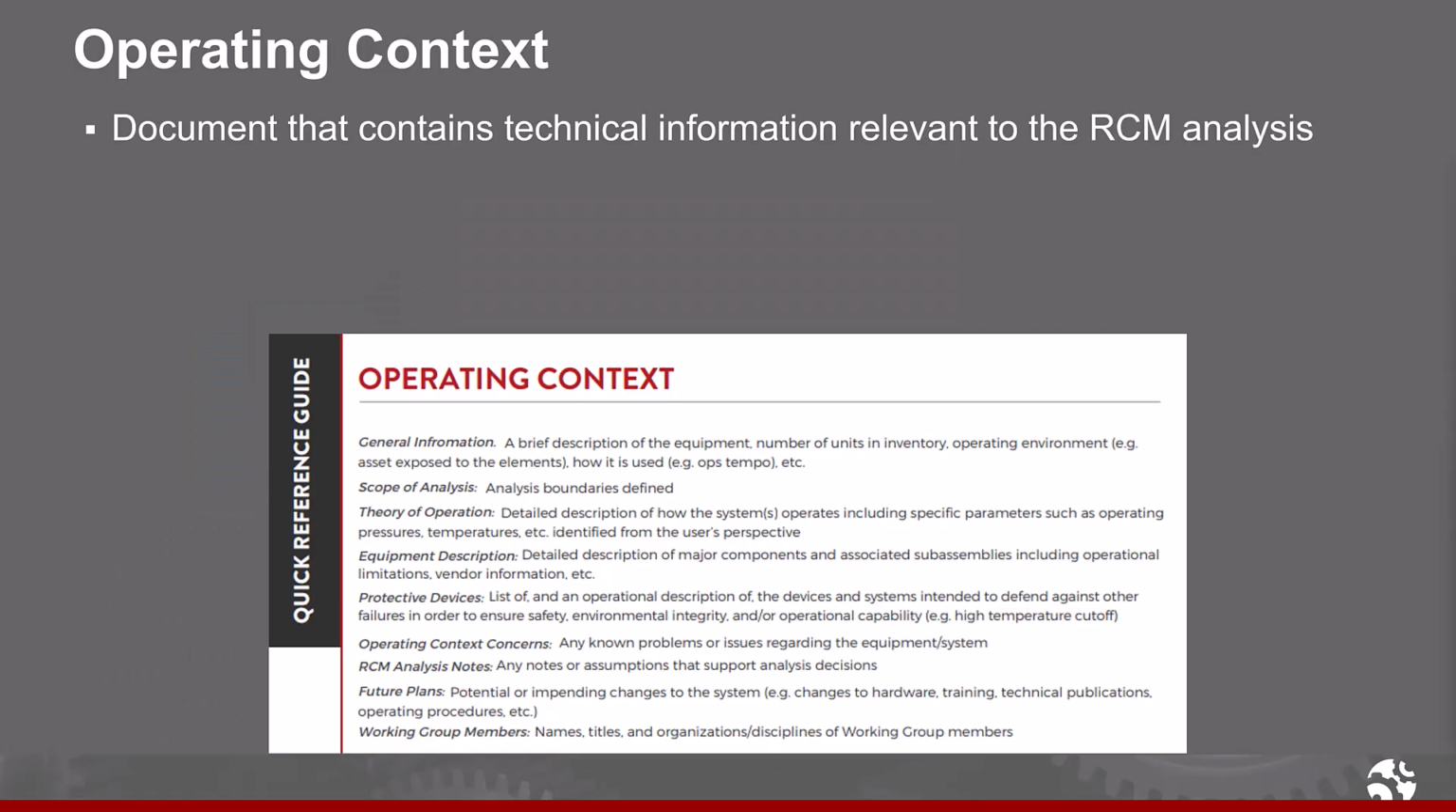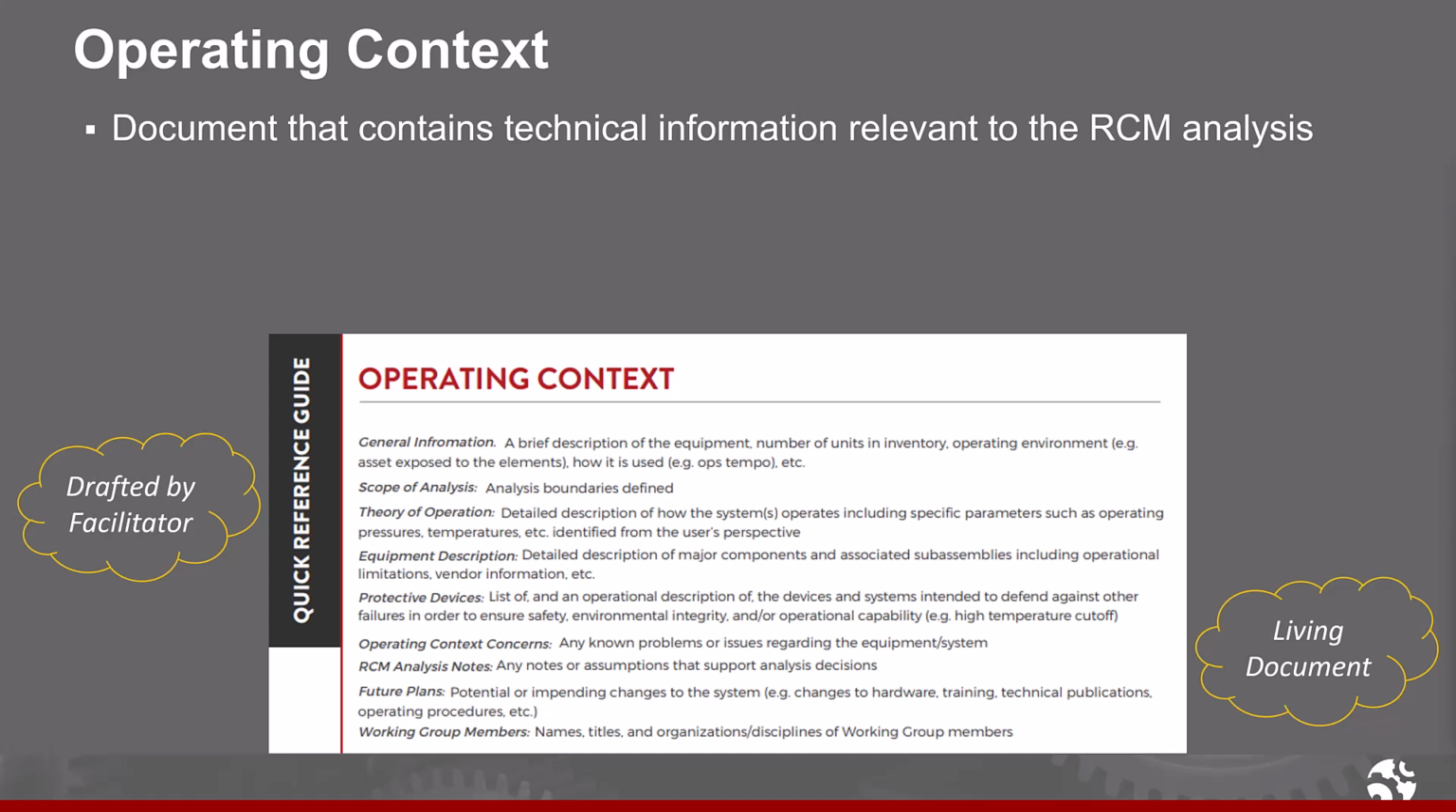The operating context is a document that contains technical information relevant to the RCM analysis. In the essence of time, it is drafted by the RCM facilitator before the RCM analysis begins, but it's reviewed with the working group line by line, and any changes or additions are made in a live setting. It's a living document that's referred to and edited often during an RCM analysis.